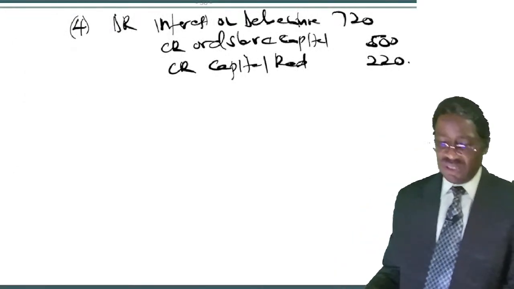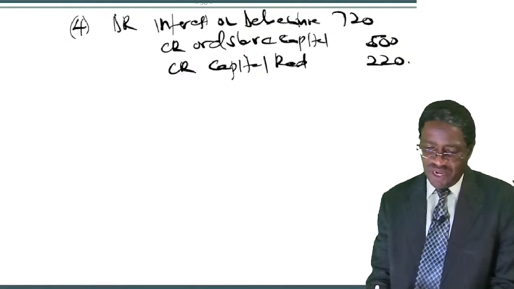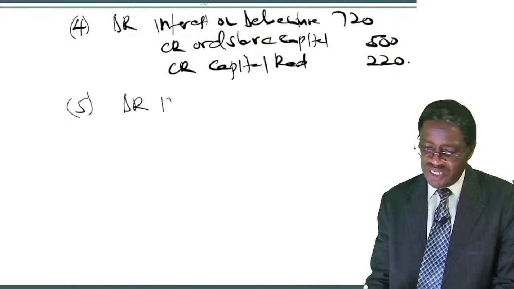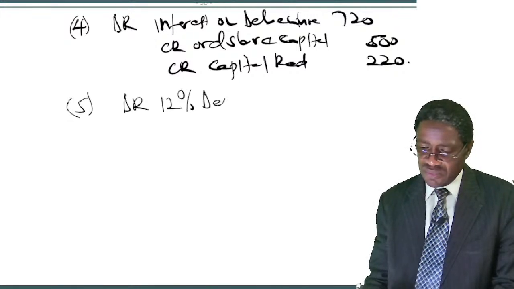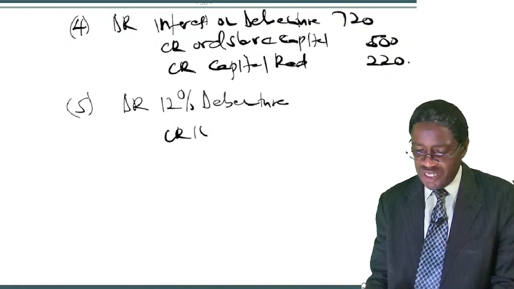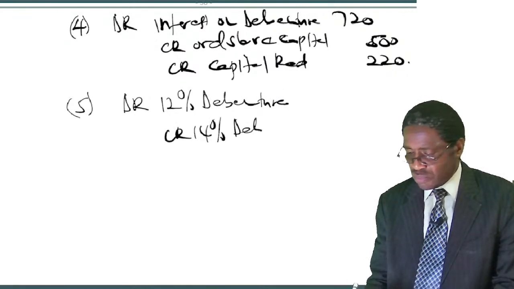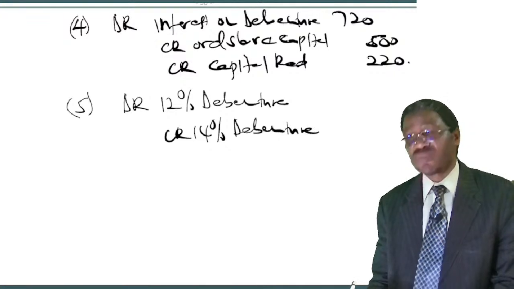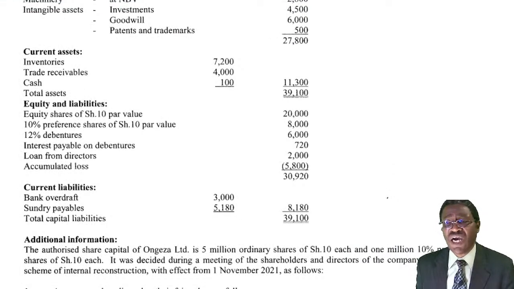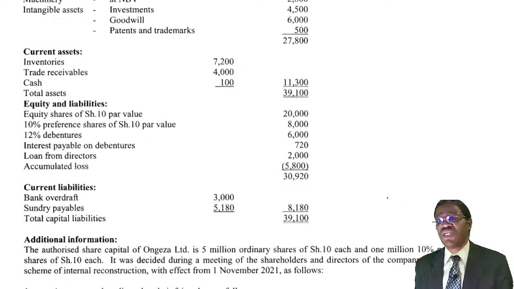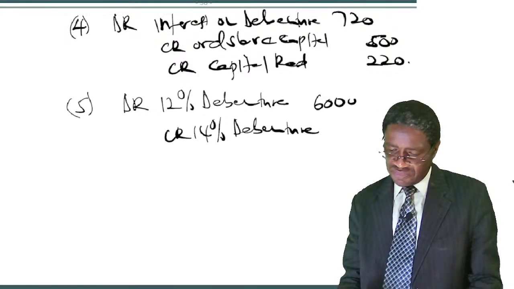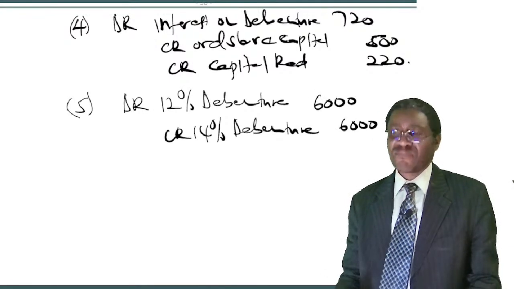Let's do it. Journal number 5. We debit the 12% debenture and we credit 14% debenture. That one, there is no problem. We are cancelling one, replacing it with the other one. What is the value? The value is 6 million. Good.